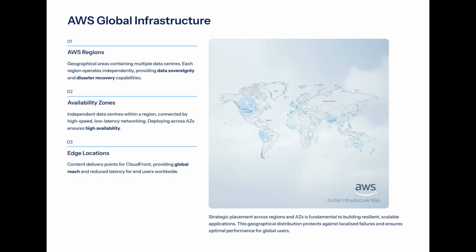To recap, regions are independent global areas for compliance and disaster recovery. Availability zones are isolated data centers inside a region that give you high availability when you deploy across them. Edge locations are distributed globally for fast content delivery through CloudFront. A strong interview answer combines these concepts with real-world scenarios and shows you understand when to use multi-AZ and when to expand to multi-region.